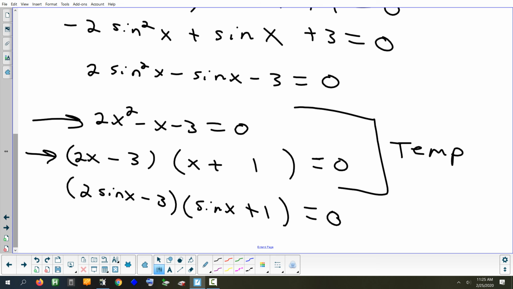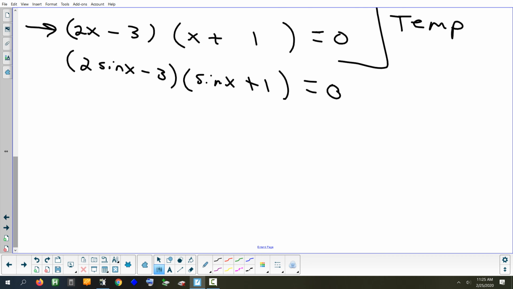2 sine times sine is 2 sine squared. 2 sine times 1 is 2 sine. -3 sine. So 2 sine, take away 3 sine, is -1 sine. Perfect. -3 times 1 is -3. Okay. So now we have something times something equals 0. If 2 things multiply to give you 0, what does that mean? One of them is 0. One of them is 0.